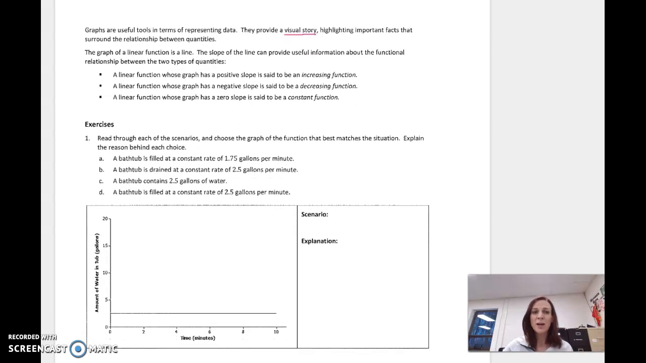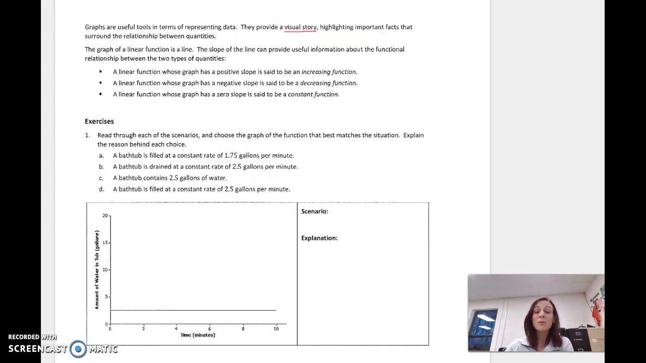Okay, so it says graphs are useful tools in terms of representing data. Most of the time, people would rather look at a graph that gives you the information than read a big, thick paragraph, right? It highlights important facts surrounding the relationship between quantities. Again, that visual story telling us what's going on. The graph of a linear function is a line. We have talked about that. A linear function is a line. The slope of the line can provide useful information about the functional relationship between two quantities.